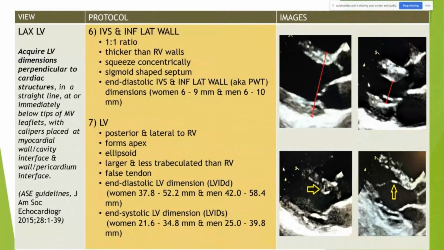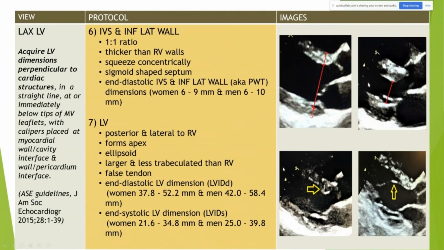All right, so in long axis, you want to get the LV dimensions, and you want them to be perpendicular to the actual heart view. When you are doing color flow, you want it to be parallel. When you're doing dimensions and you're measuring structures, you want your measurements to be perpendicular to the cardiac structure. So in a straight line, and immediately below the tips of the mitral valve leaflets, that's where you're going to measure your LV.